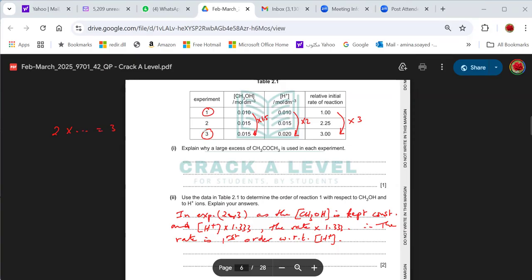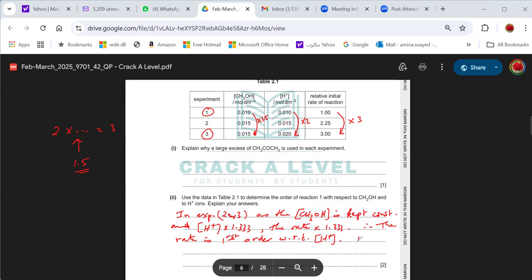So if we divide the 3 by 2, we get 1.5. So this means that here we have 1.5. And this means that if the concentration of methanol increased by 1.5, then the rate also increased by 1.5. And this means that it is also first order with respect to the methanol.